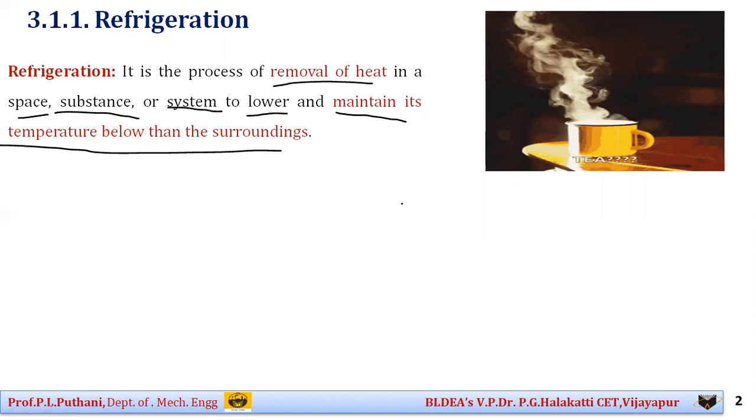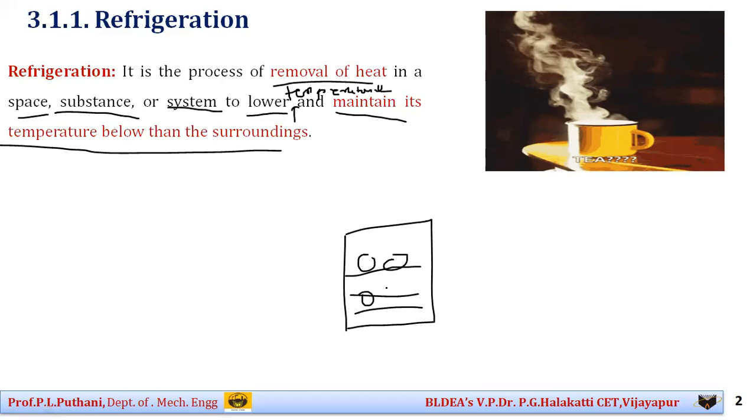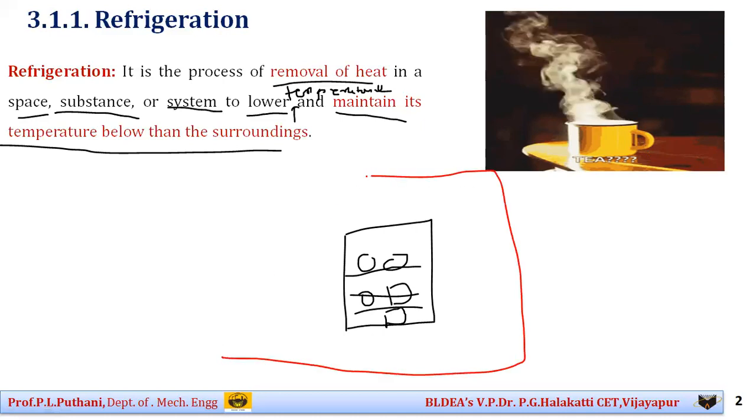Then what happens? We call that particular process the refrigeration process. So in system two, students, what is missing here? It should be a lower temperature. Suppose this is my refrigerator, and inside I have kept some food materials. And this is my outside room, this is my kitchen.